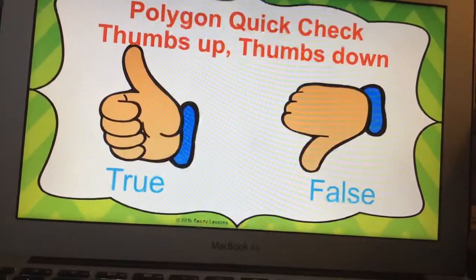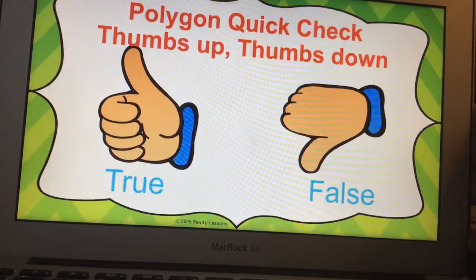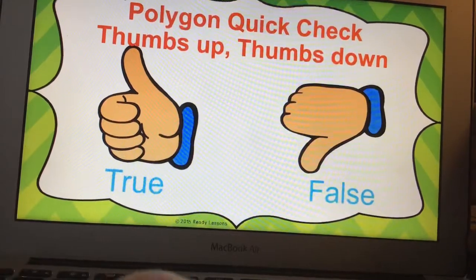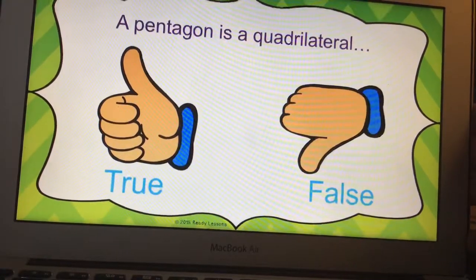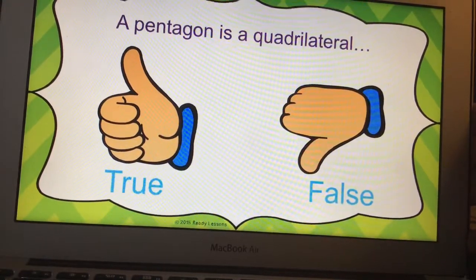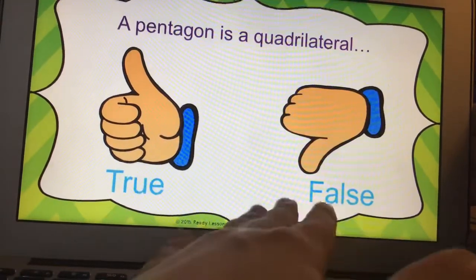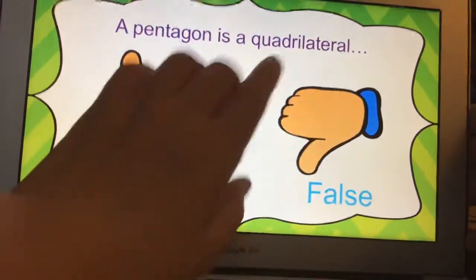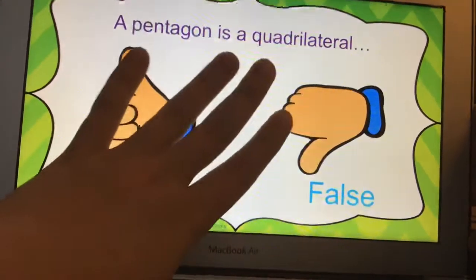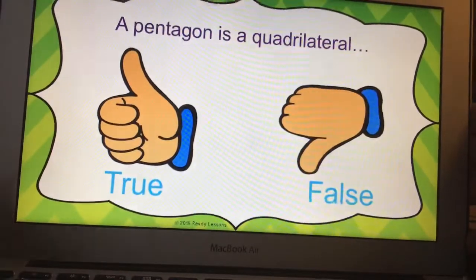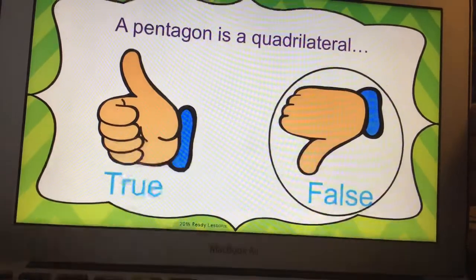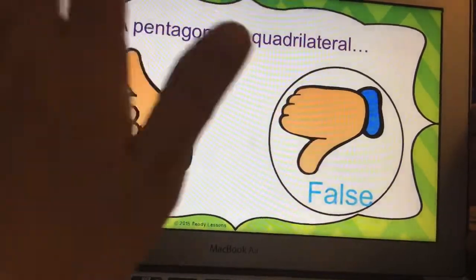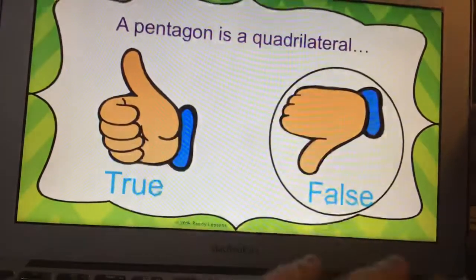Okay, quick check in here. Thumbs up or thumbs down. A pentagon is a quadrilateral. Well, if we go back and think about what a pentagon looks like, penta means 5, and quadrilateral means 4. So is a pentagon a quadrilateral? Nope, it's false. Pentagon, 5 sides, quadrilateral, 4 sides.